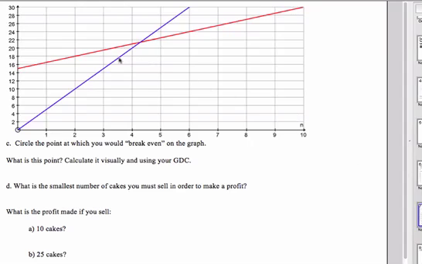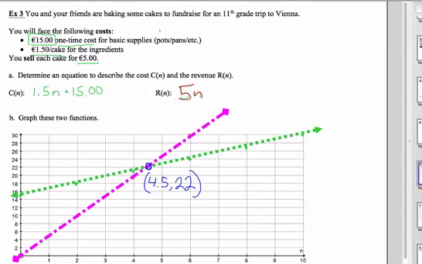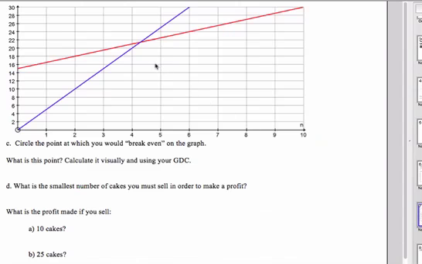So let's take a look at the next question. Now we have it actually graphed, and you notice that this one was done electronically. Our previous one, it looked like we had 4.5 cakes, 22. It looks a little bit off. So the computer one is probably more accurate. So this is the actual intersect right here. So circle the point at which you would break even. So that would be that point.